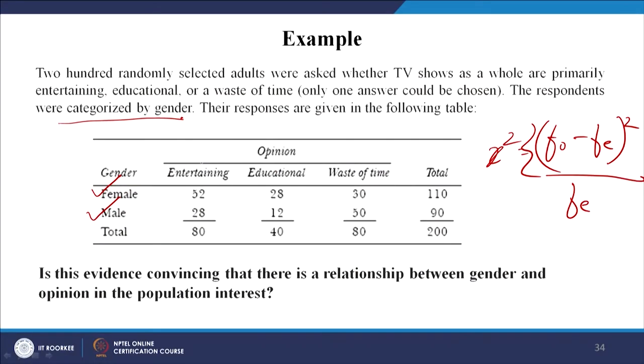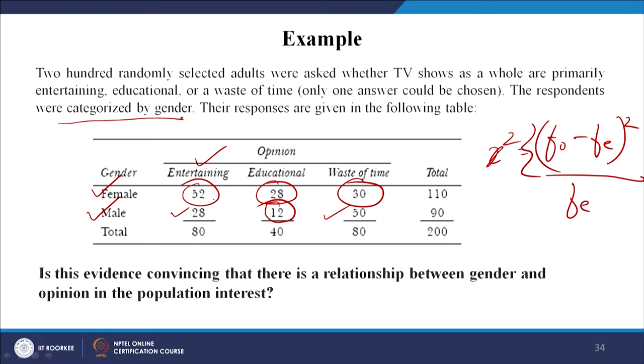The respondents were categorized by gender, female and male. The responses are given in the following. 52 females said it is entertaining in nature, 28 males said it is entertaining in nature. When it came to educational, 28 females said it is educational in nature, only 12 males said it is educational in nature. When it came to whether it is a waste of time or not, 30 females felt TV is a waste of time. But in the same case, 50 males thought it is a waste of time, right.